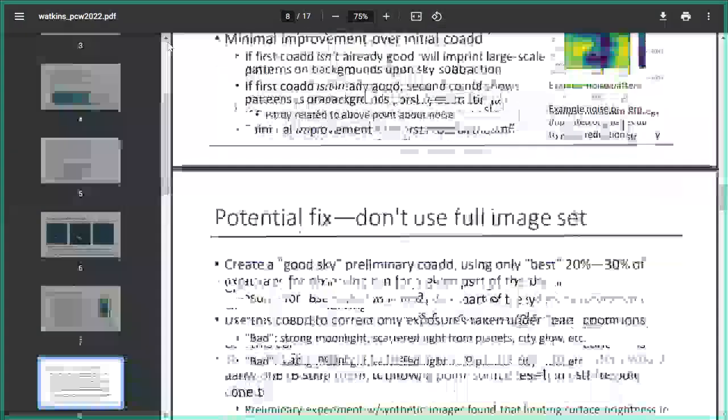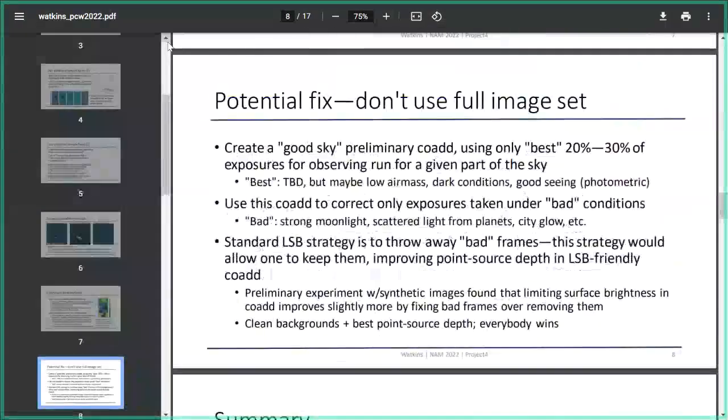However, I have been thinking about this. I think a potential fix here is what I've been doing for this technique is to use the entire image set that I have to produce the first coadd. But this is LSST, we'll have tons and tons of images. You don't have to do that. What you could do instead is take, say, your top 20 to 30% of exposures for that part of the sky, defined in some vague way. I'm not sure how yet. Maybe those taken at low air mass under dark conditions with good seeing. And then you use just those frames to make your first coadd.